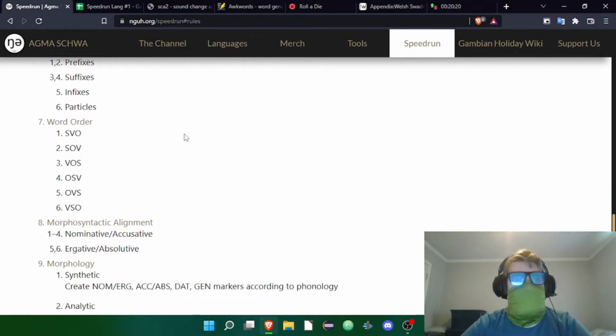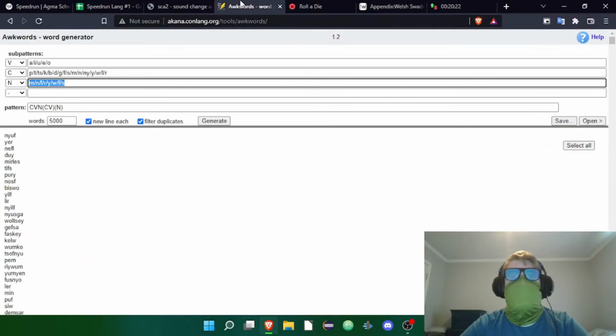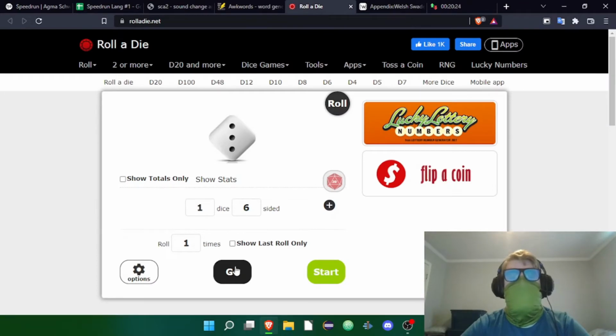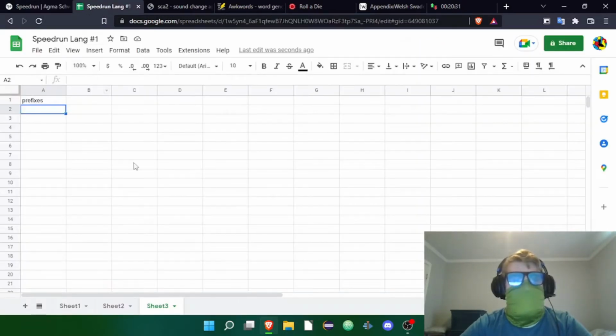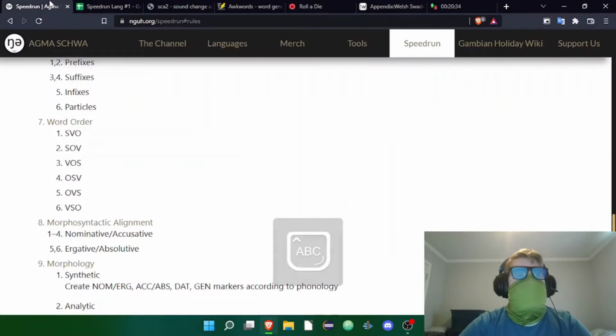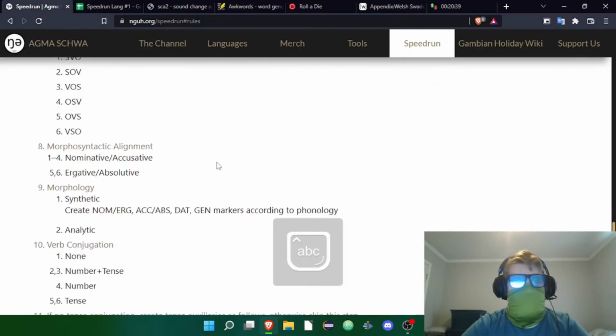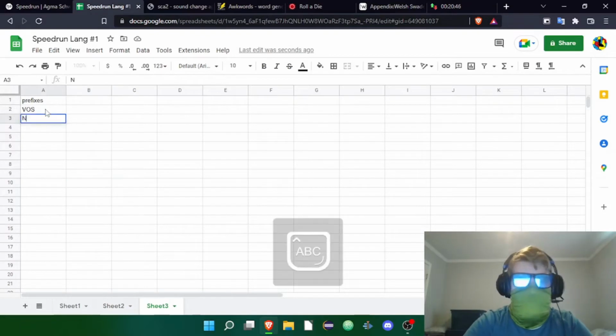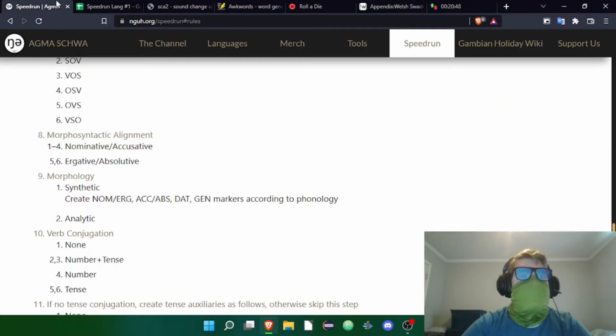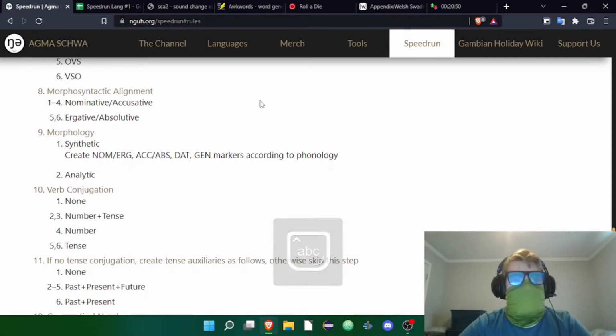And then for the word order, we've got to roll the dice again. 3, which means VOS, and that actually kind of works out well for the prefixes. I can envision that coming up from a VOS word order. Next is morphosyntactic alignment. All right, I got nominative accusative. Nominative accusative.